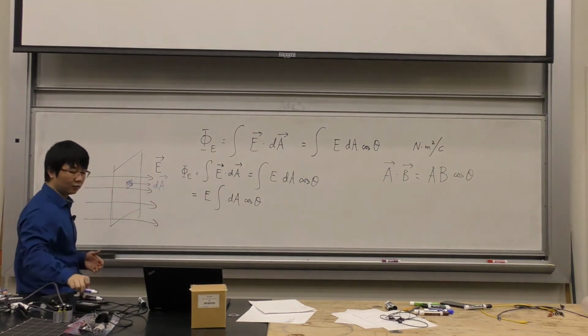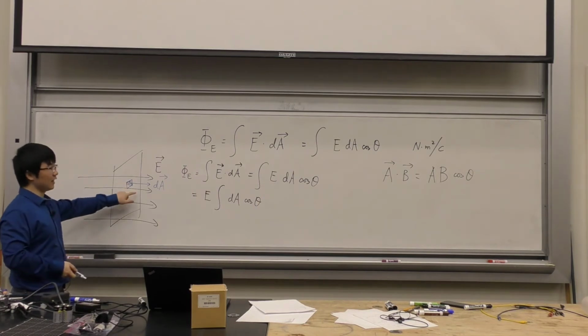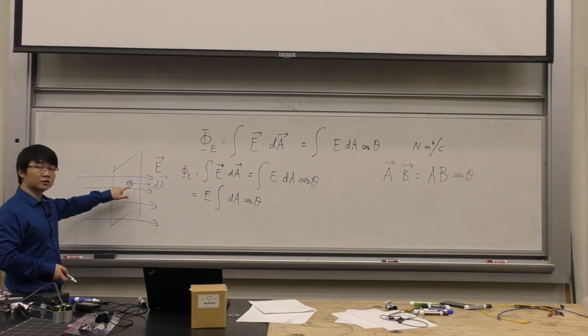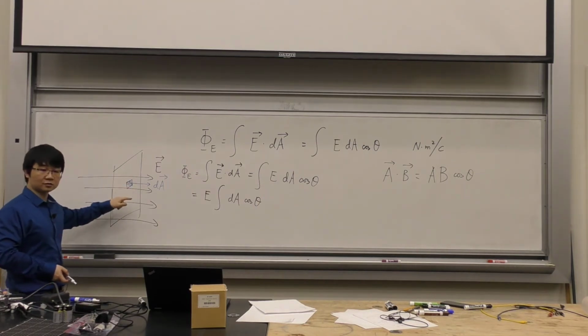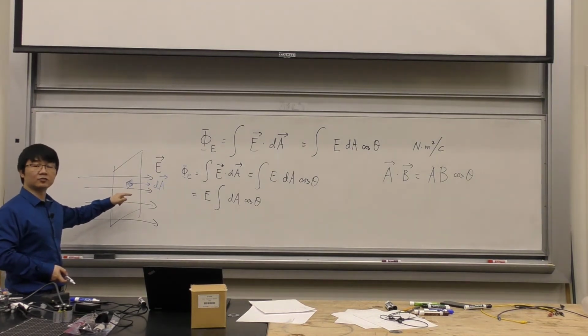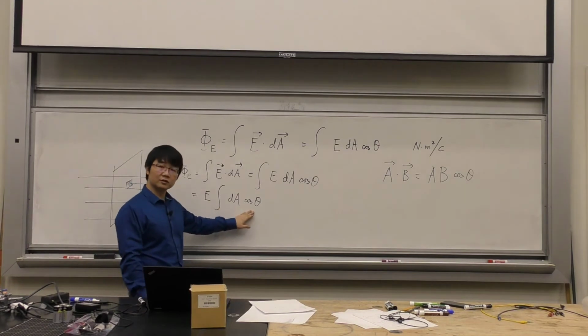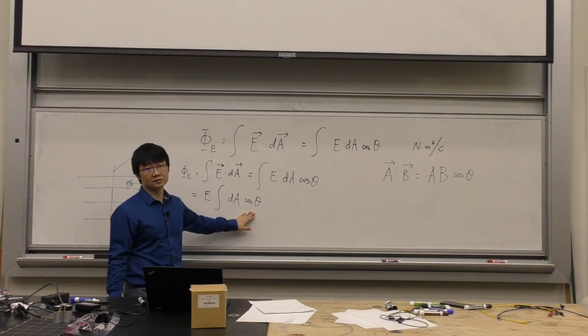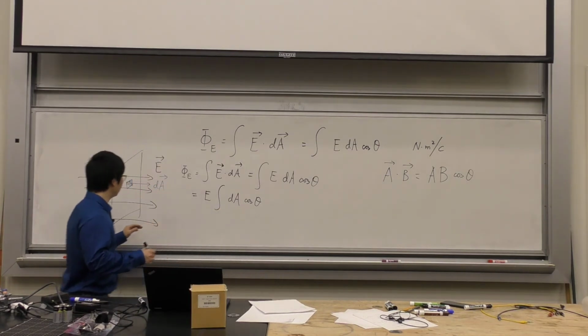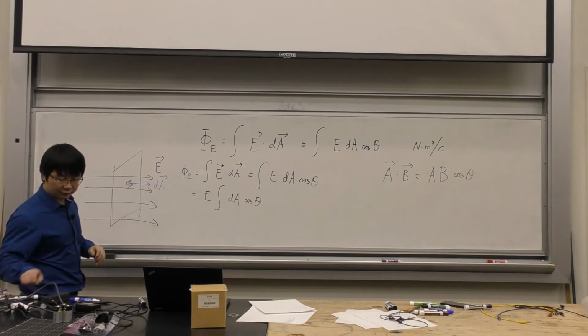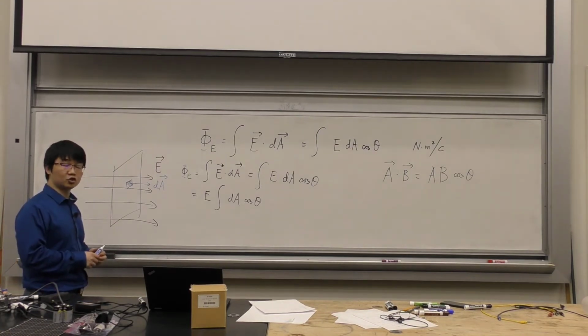So what is the angle between E and dA? It's 0, because they are in the same direction. If they're in the same direction, the angle is 0, right? And if the angle is 0, then cosine 0 is going to be 1. That's nice. But you should see that this cosine theta angle can change.